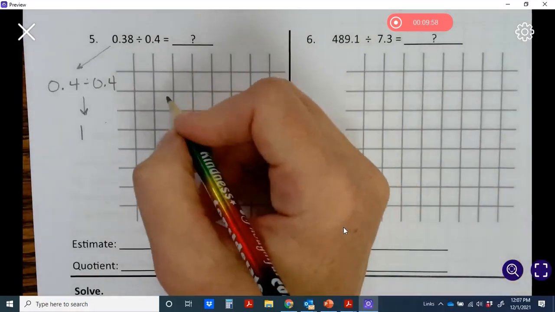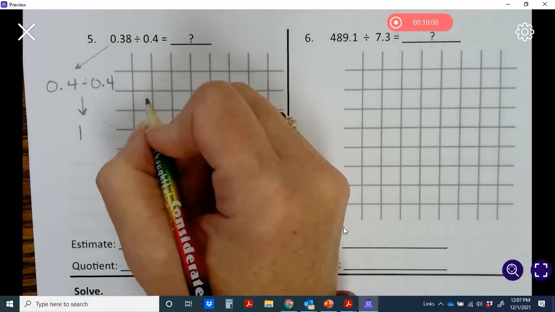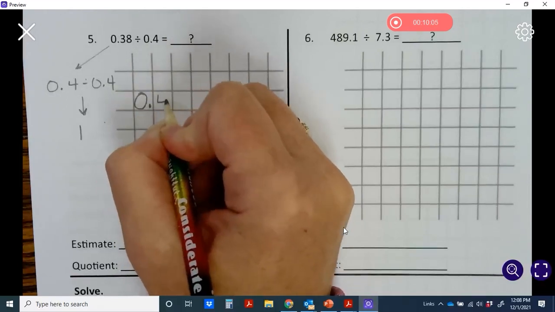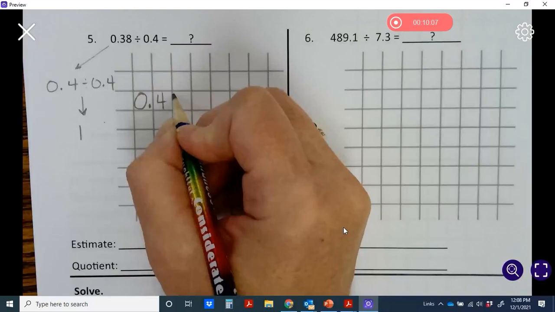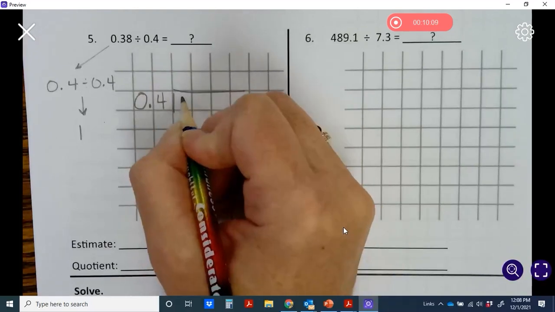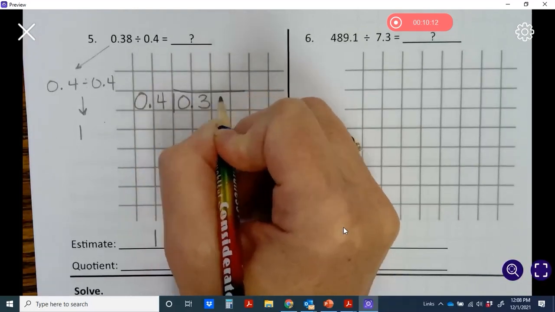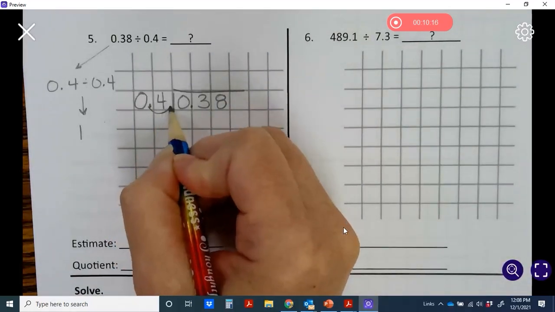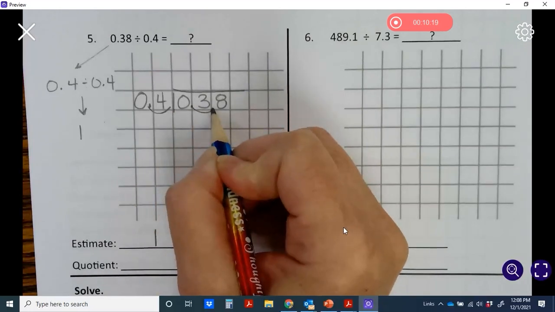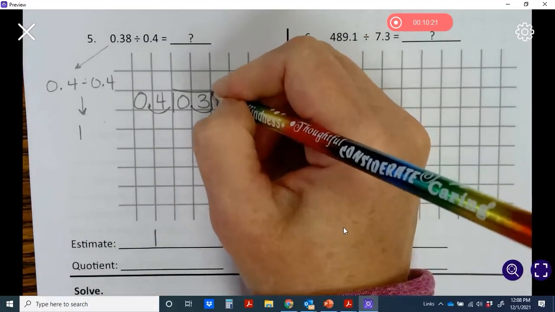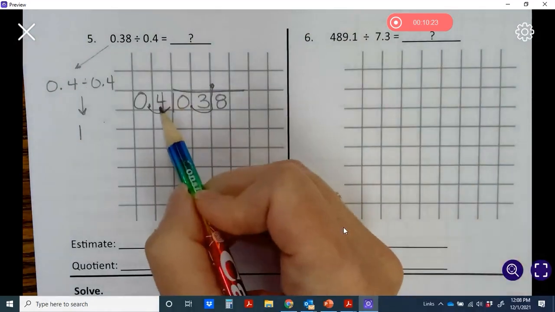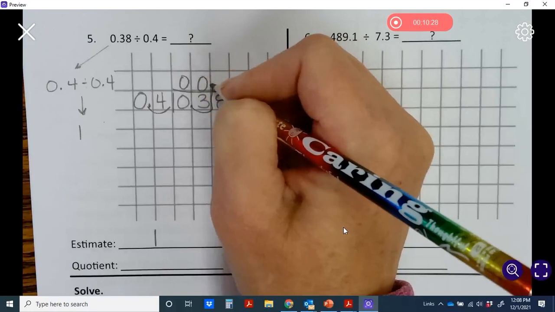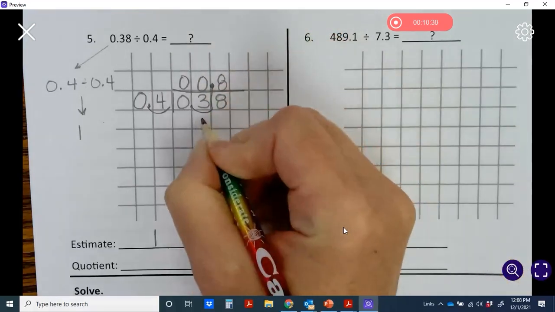All right, now we have 0.4 on the outside and 0.38 on the inside. Now we're going to move the decimal point once here and once here. We're going to bring it up into our quotient. Okay, 4 cannot divide 0. It cannot divide 3. It can go into 38 8 times, which is 32.